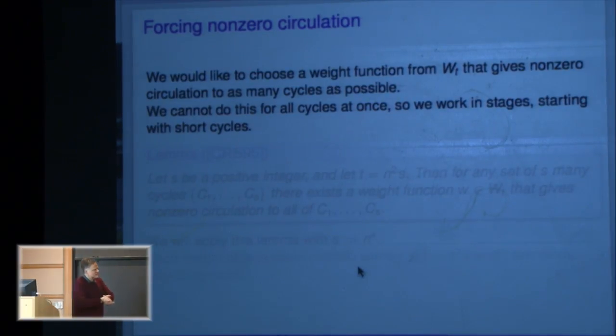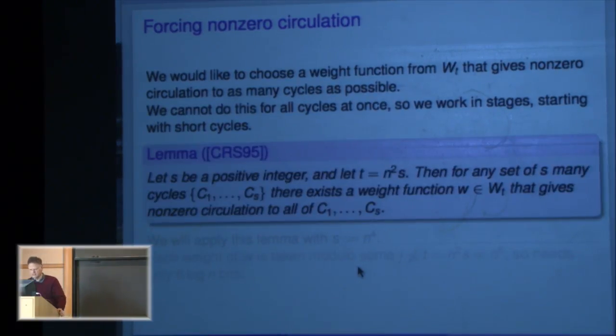Okay, but we can't do this for all cycles at once because there are too many of them. So what we're going to do is work in stages. We're going to force non-zero circulation on small cycles first. And then we're going to get another graph out of that, which provably has no short cycles. And then we're going to try again, look at the cycles of that graph, force non-zero circulation. And we'll do this in stages a log number of times, log of n many times. And eventually, we'll get an isolated perfect matching.